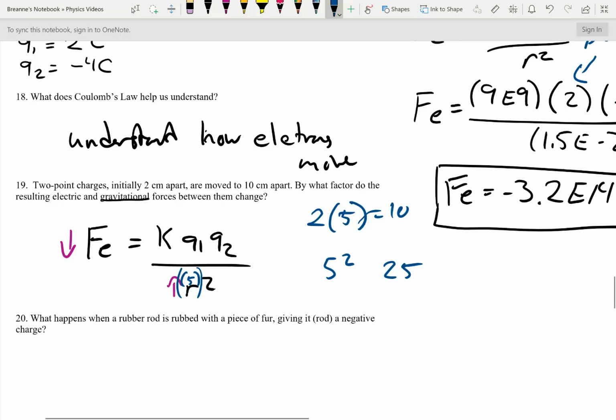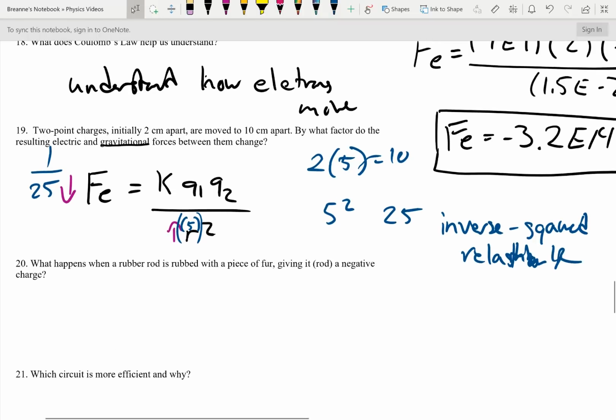So if it's increasing by 5, your force is decreasing by 25. It's decreasing by 25 because of that squared, because it's an inverse squared relationship. I can't spell relationship, whatever. Inverse squared relationship. So you can't forget about that squared. So honestly, it would be like multiplying by 1 over 25.